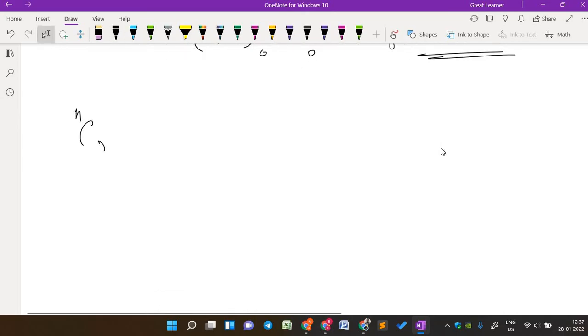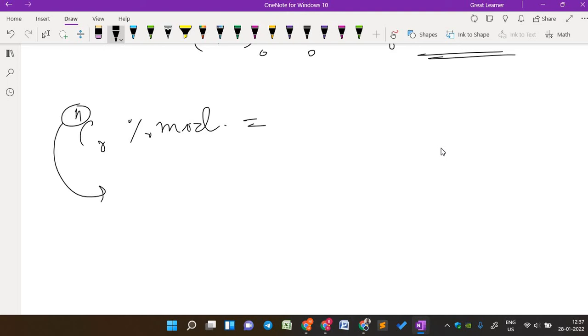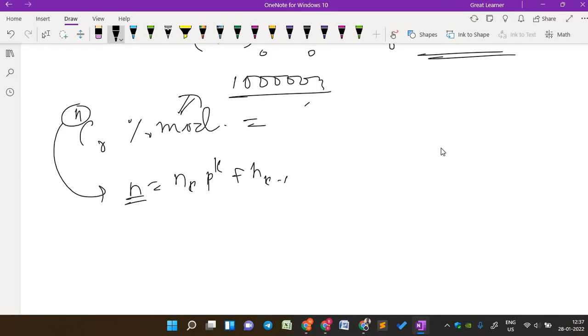So nCr mod p. What is n? The mod is a prime number, right? Because 1000003 is a prime number. So if the mod is a prime number, we can write n in terms of that prime number, right? So how to write that? n equals nk into p raised to k plus nk minus 1 into p raised to k minus 1 plus dot dot dot up to n1 p plus n naught, right?